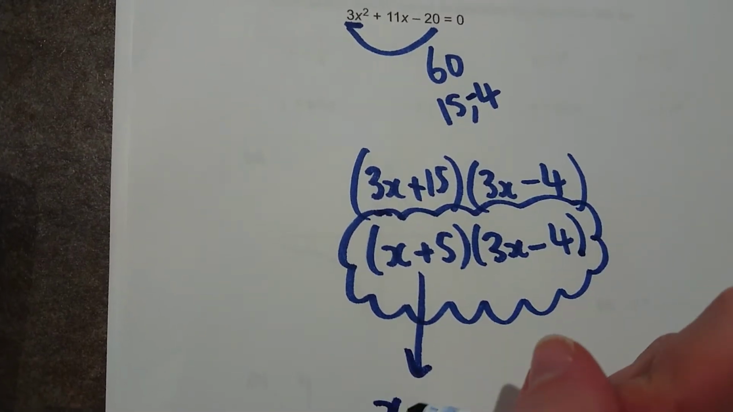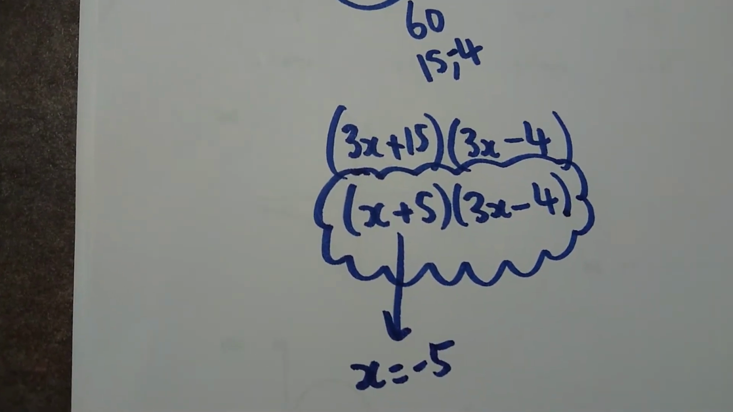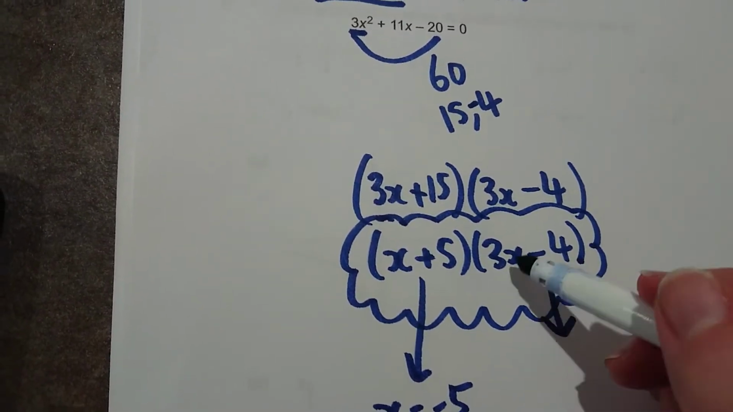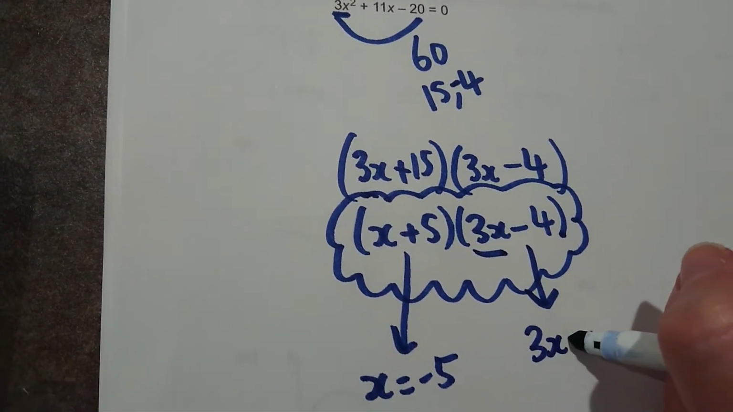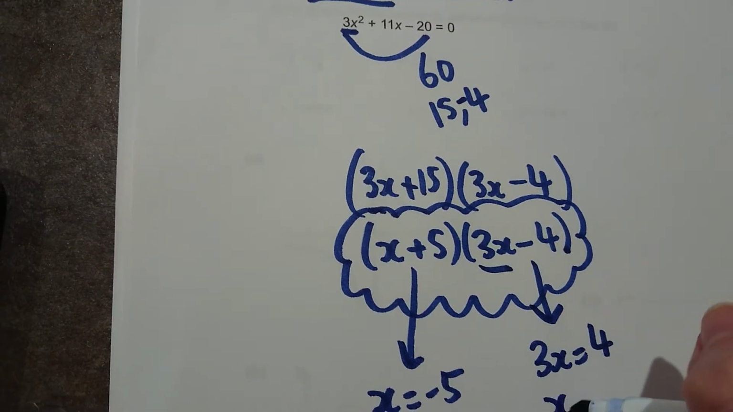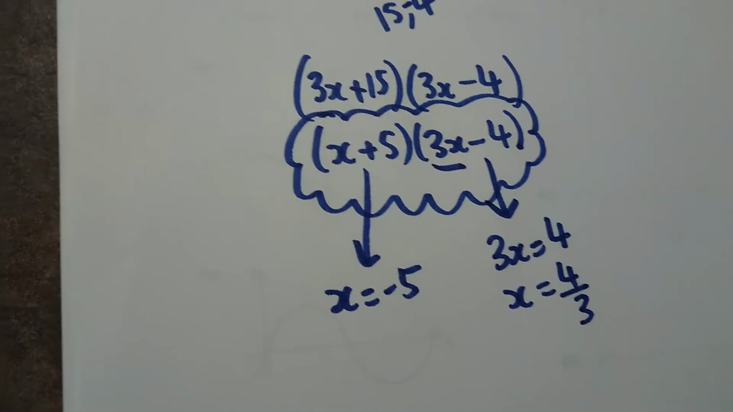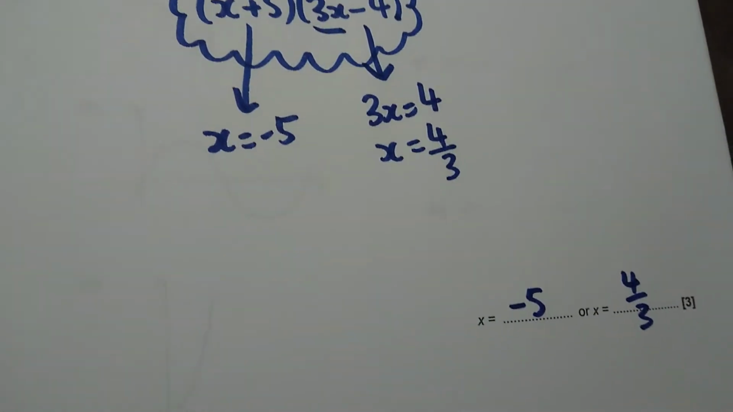So this one is where you just flip the sign, so x would be minus 5. This one would normally be x equals 4, but actually it's 3x that equals 4, and then you divide by the number in front, so 4 over 3. So it should be minus 5 and then 4 over 3.